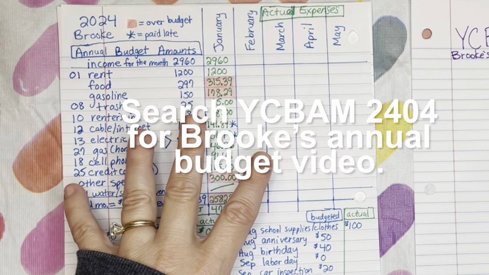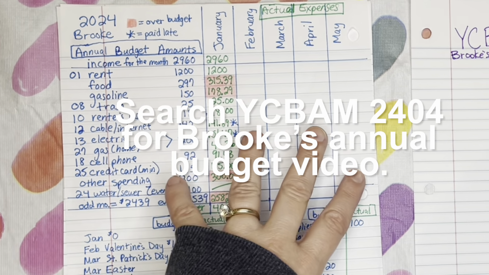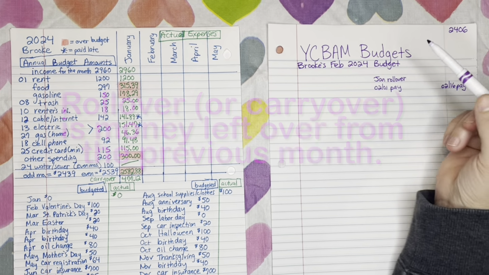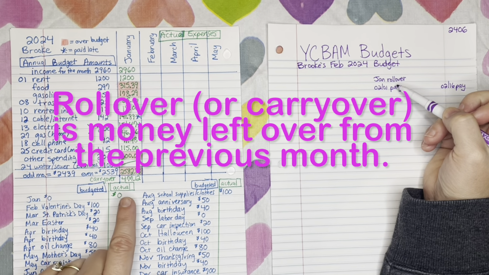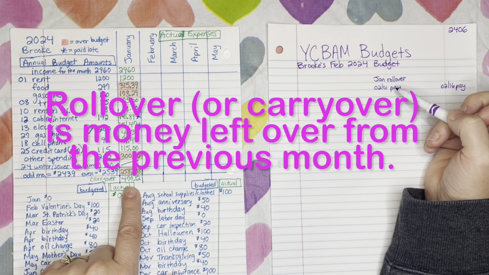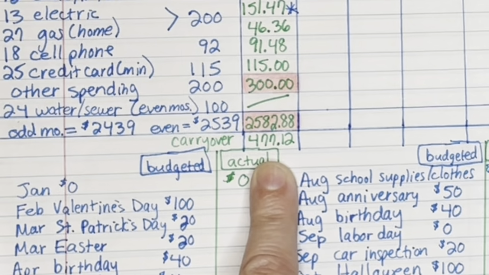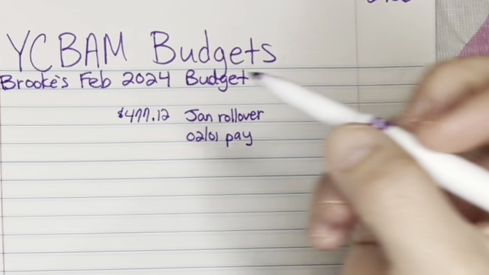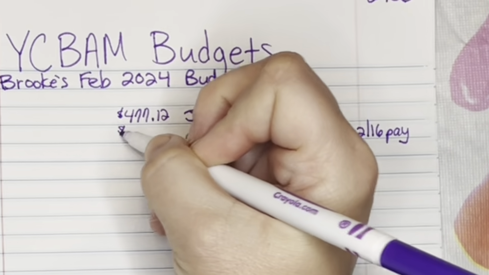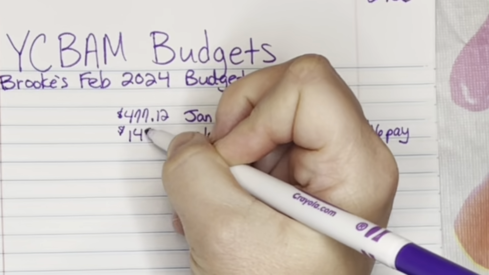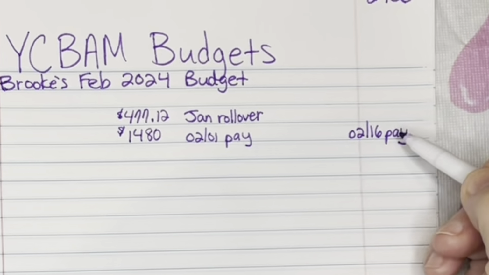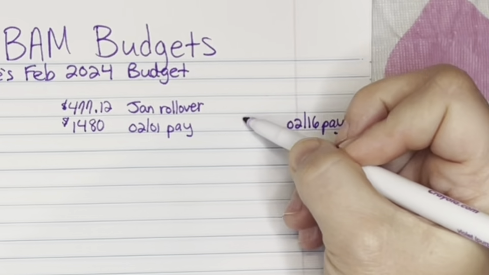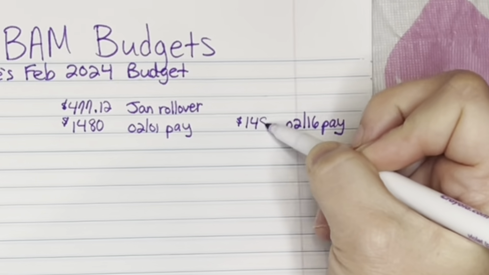This sheet is her annual budget as well as her tracking from month to month from January through May. This January rollover, we're going to get right over here. It's the same thing as the carryover. It's $477.12. Her paycheck on the 1st is $1,480. She's also going to get paid on the 16th, and that's also going to be $1,480.